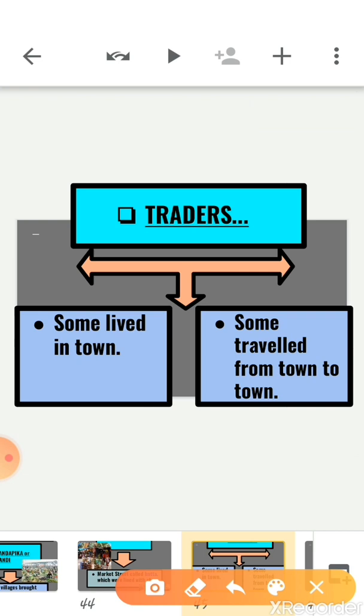Then each town also had a number of traders living there. While some traders lived in the town, other traders traveled from town to town. Many came from far and near to these towns to buy local articles and sell products of distant places like horses, salt, saffron, betel nut, and spices like pepper, etc. So there were also merchants who moved from one town to another.